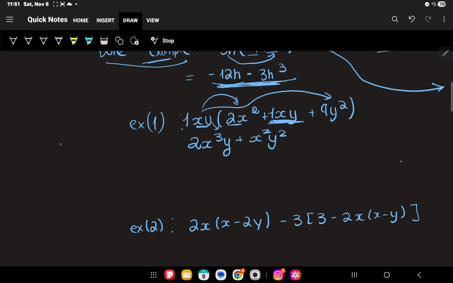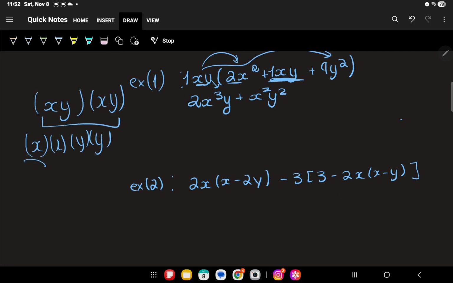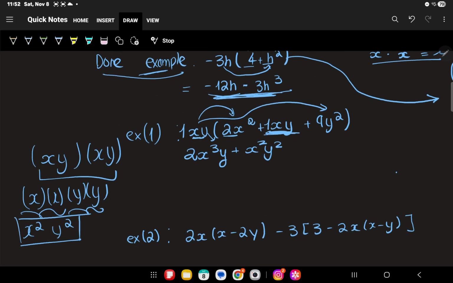Because xy times xy just means x times x times y times y, right? And this you can say is x cubed. Here, say y cubed. Y squared, I'm sorry. Okay, so this is our expression so far.